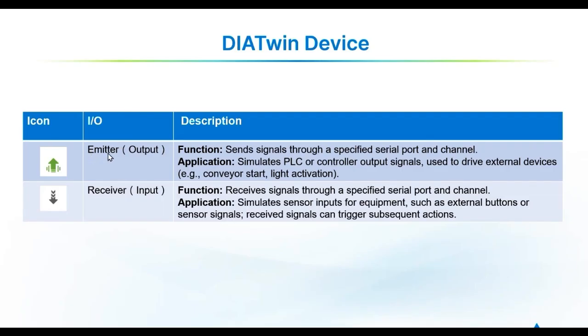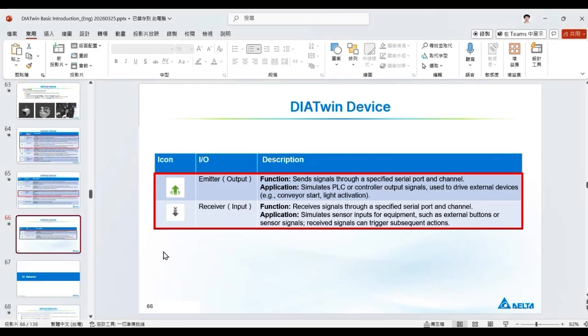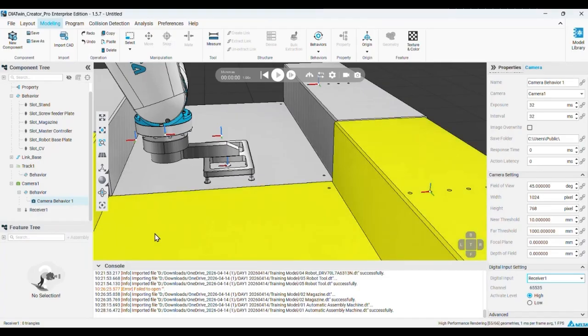One is emitter, which means the digital output of this component, and another is receiver. Like if you want to receive the signal from another component, maybe you have to create a receiver. That's for this example. If you want to receive a signal, yeah. Smart screw.